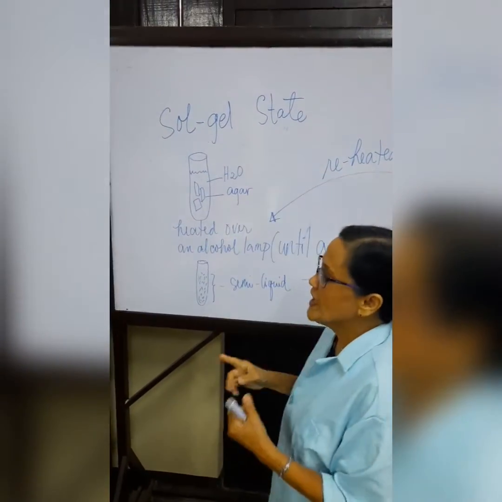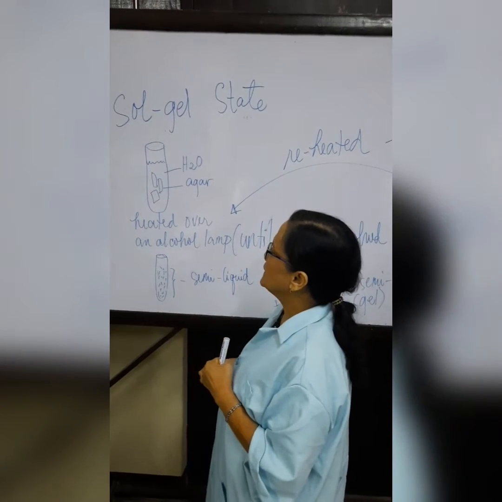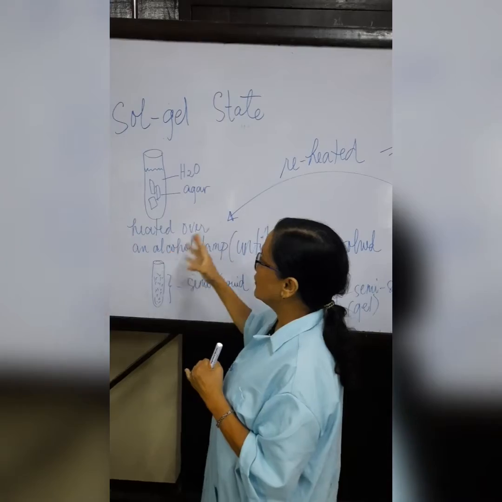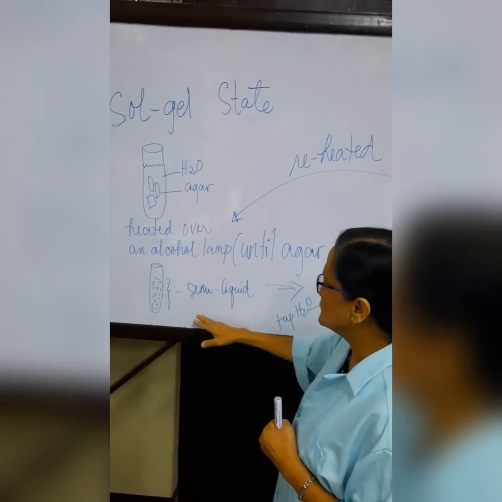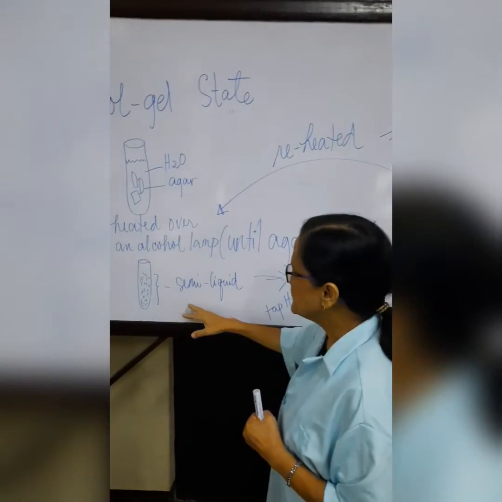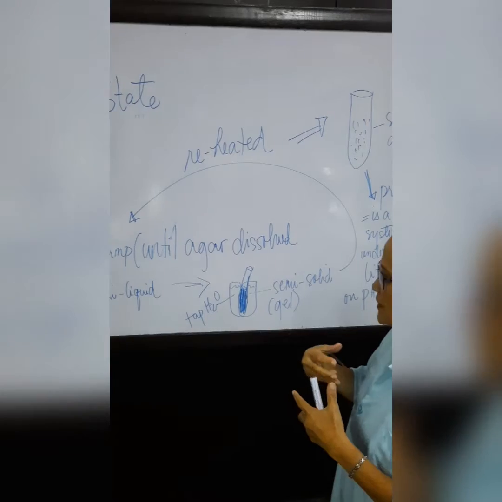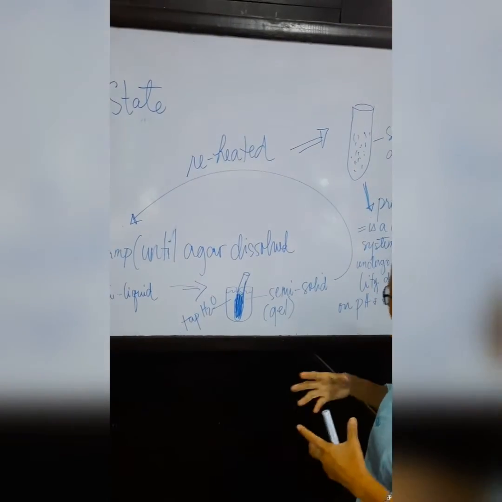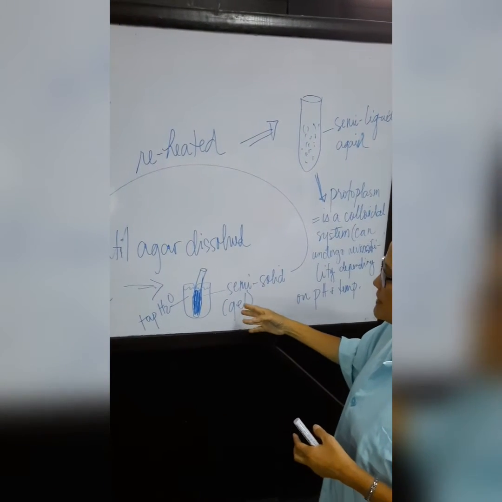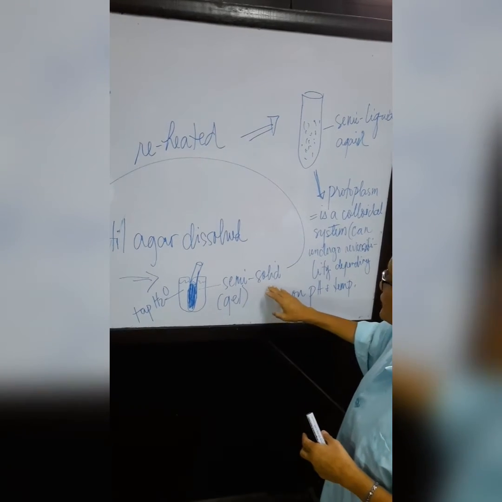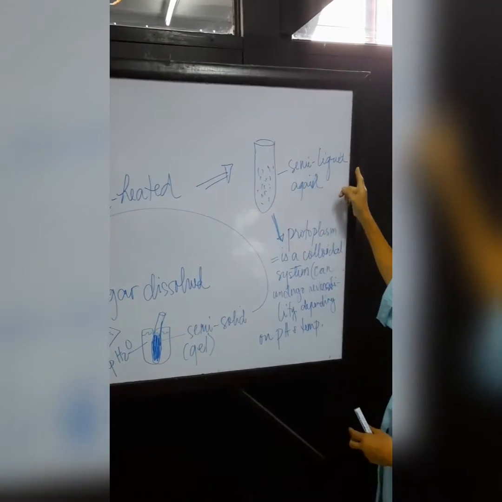So next, we have an agar that is placed in a test tube with water, and then I heated it over an alcohol lamp until the agar dissolved. So what happened? It became semi-liquid. Then after this, I placed this in a beaker with tap water. I put that aside, and after 20 minutes, the semi-liquid became a semi-solid. It became jelly-like. And then after this, I reheated again over an alcohol lamp, and what happened? It became again a semi-liquid form.